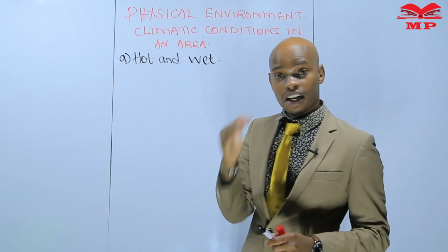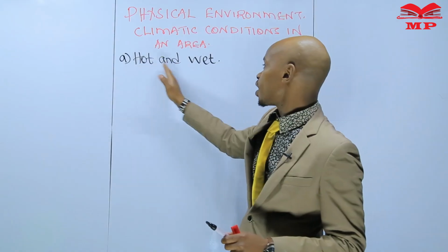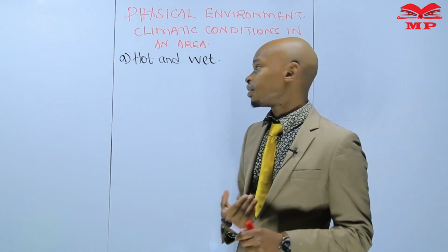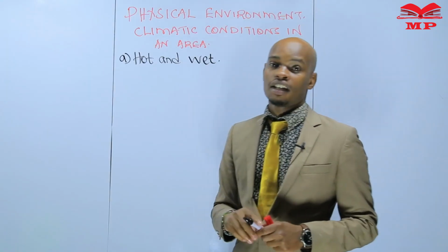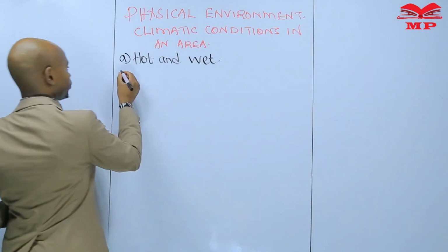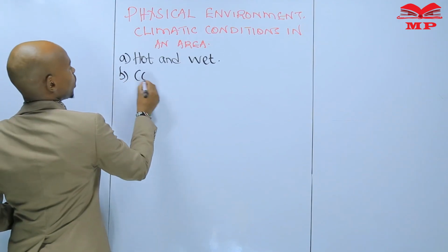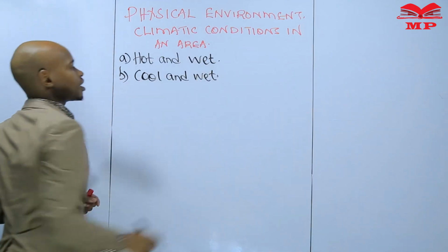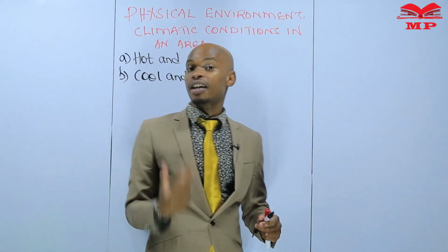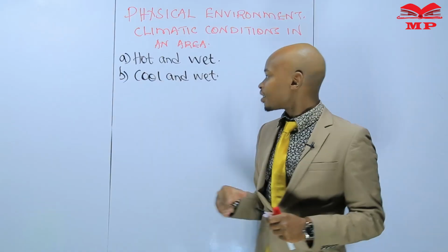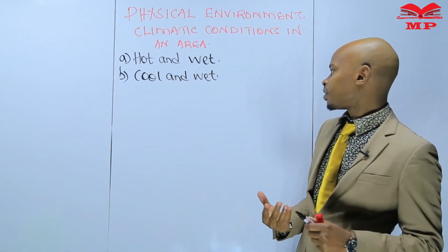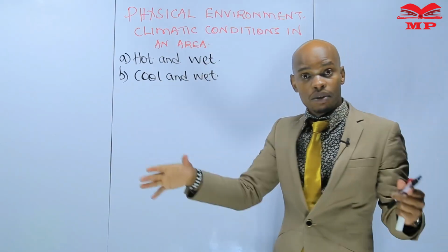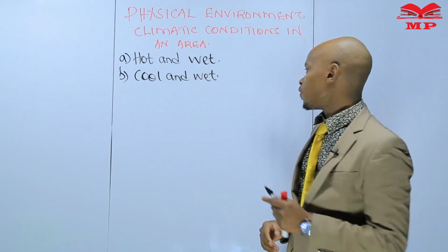How will you know that an area experiences hot and wet climatic conditions? First of all, you'll have to identify. And what will help you to identify? We shall see in a moment. Number two, we have cool and wet climatic conditions as the second category. What in the map will tell us exactly that we have cool and wet conditions in the whole map, or sometimes in a part of that map.